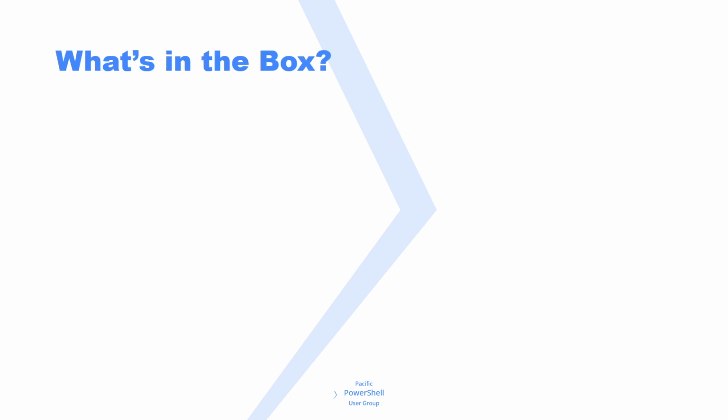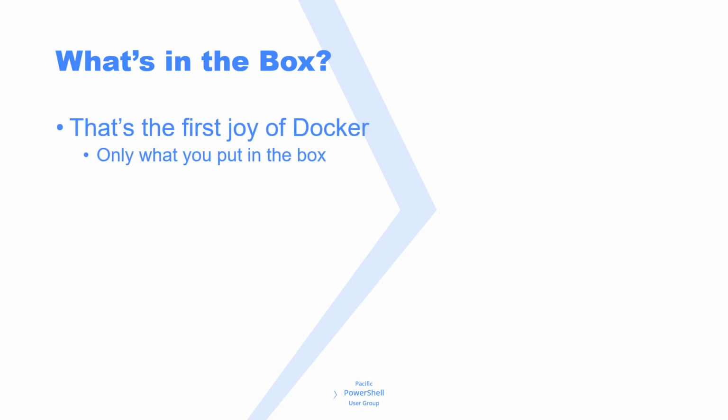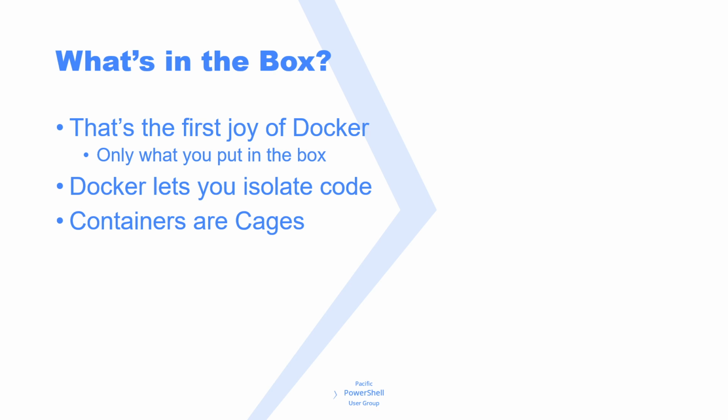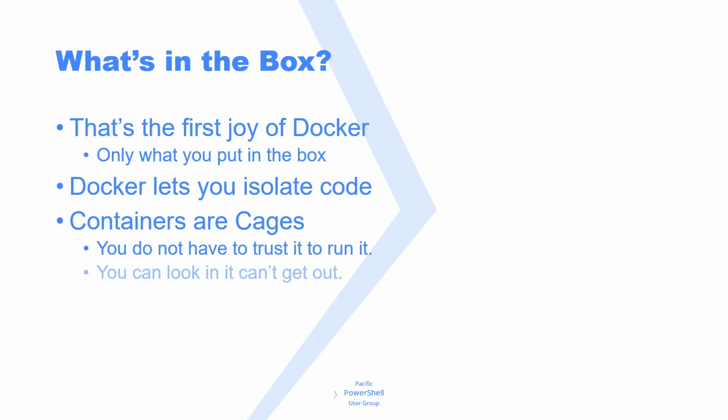So what's in this box? Well, that's the first joy of Docker. Only what you put in the box. Docker lets you isolate code, and this is kind of its superpower. Containers are cages, for lack of a better way to think of them. You do not have to trust things to run them. You can look in, and it can't get out.